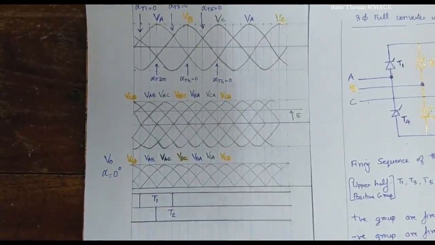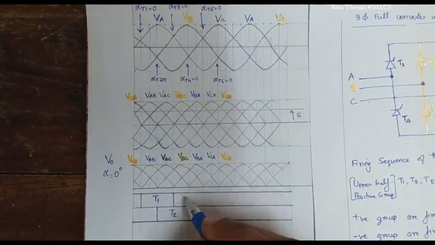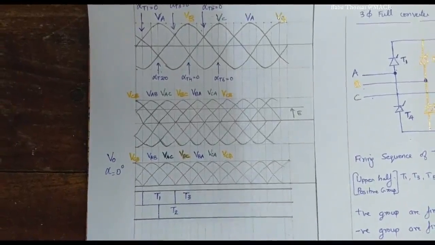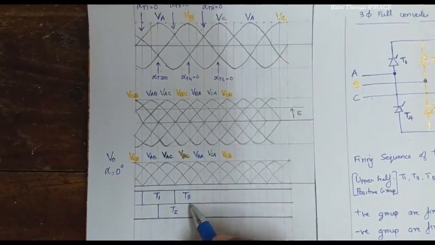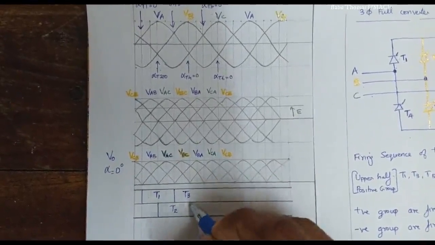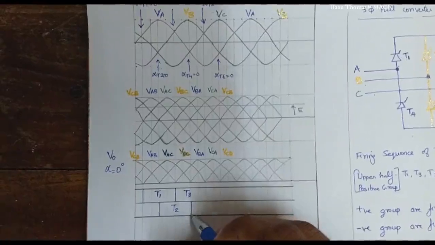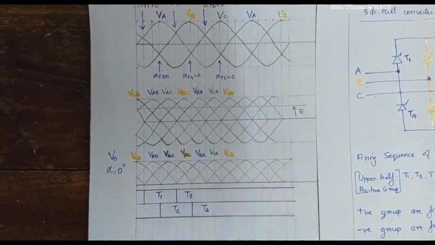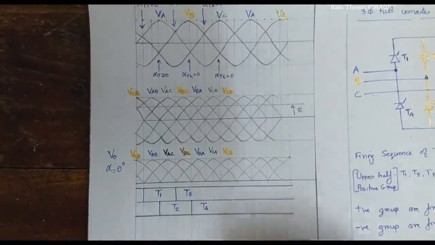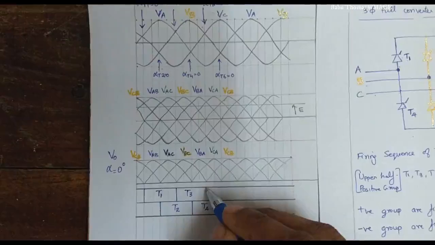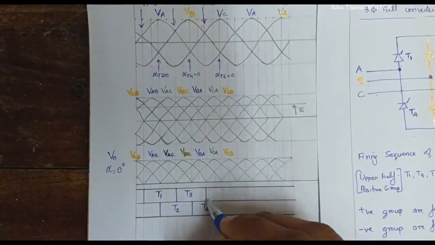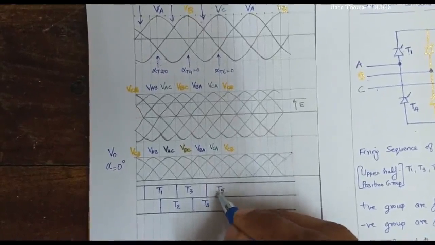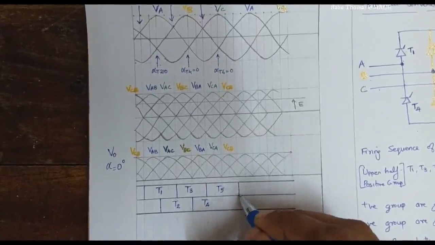The next thyristor of the positive group is T3, so T3 is fired, and after T3 is fired, after 60 degrees the lower half is fired, so it is T4. Now you can repeat the sequence. So this will continue for 120 degrees, then T5 will be there, 1, 2, 3, 4, 120 degrees.